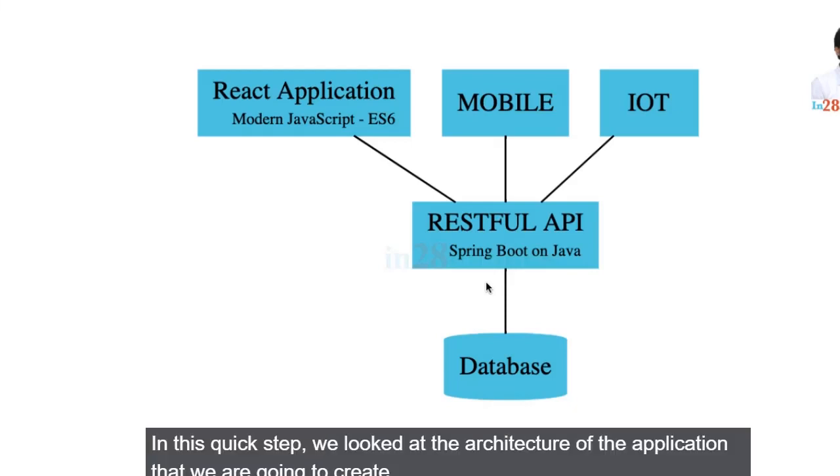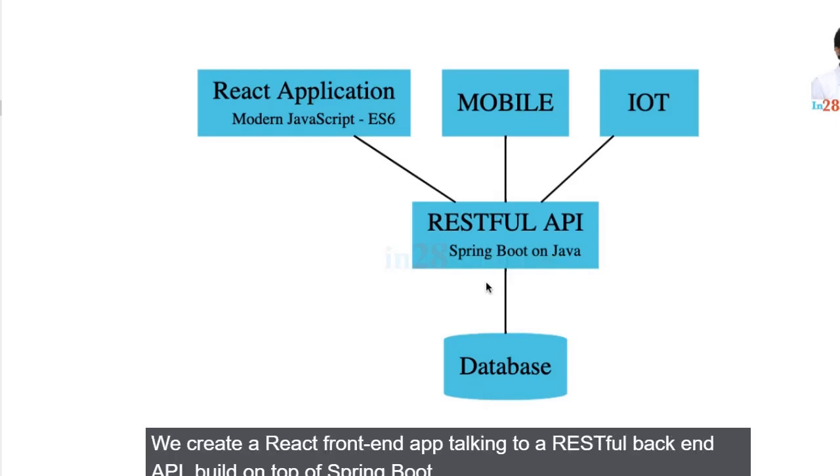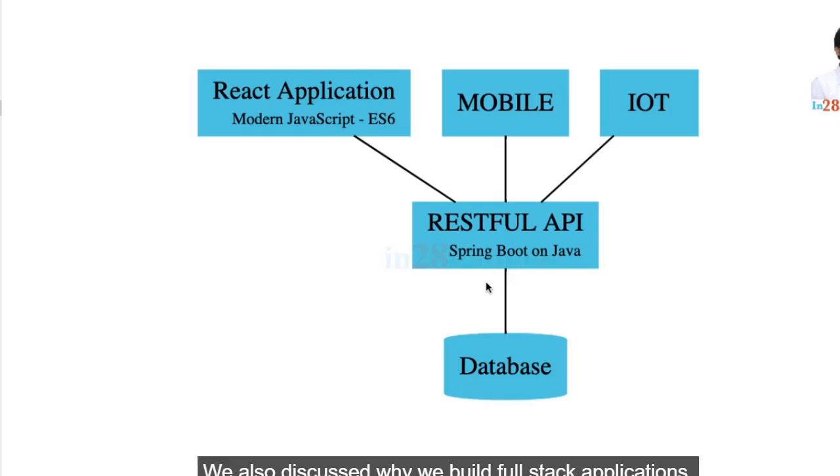In this quick step, we looked at the architecture of the application that we are going to create. We create a React front-end app talking to a RESTful backend API built on top of Spring Boot. We also discussed why we build full stack applications.